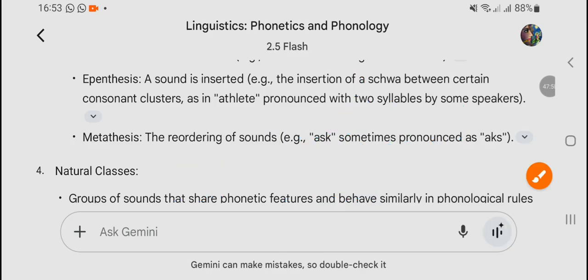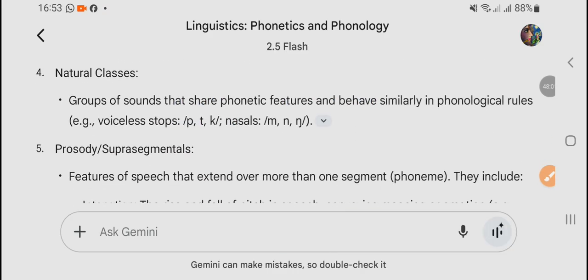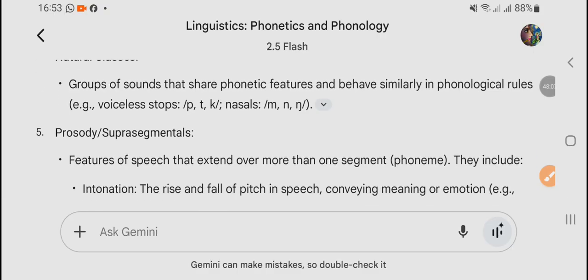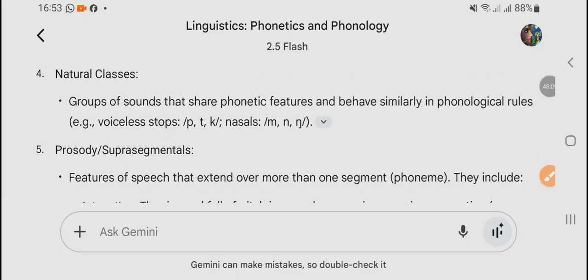Okay, so these are the parts of phonology. Here we have seen the phonological rules we were discussing. Now we come to the next category of phonology, that is natural classes.